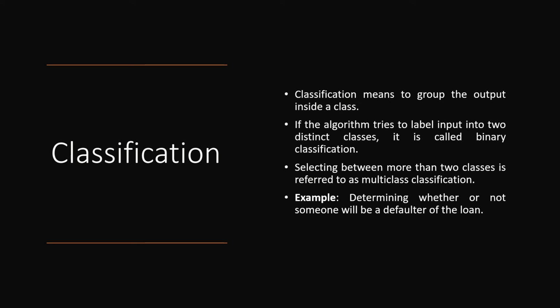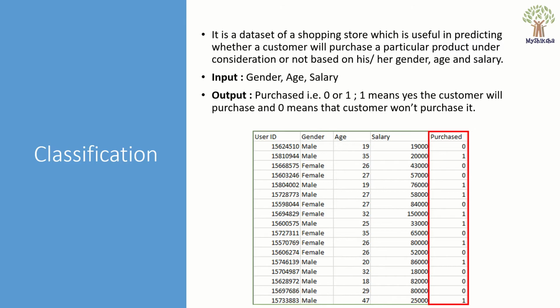Selecting between more than two classes is referred to as multi-class classification. Example, determining whether or not somebody will be a defaulter of the loan. It is a simple classification problem. So let's look at a simple example with the data and try to decode how this whole classification works.